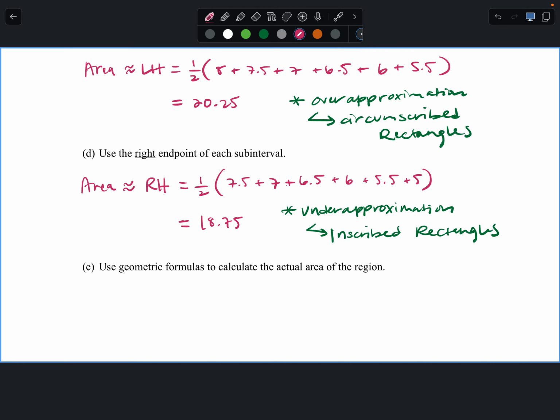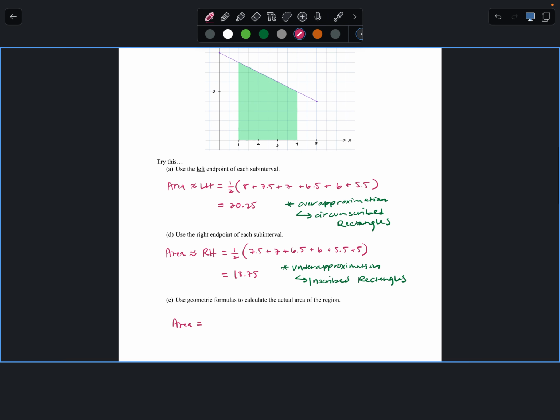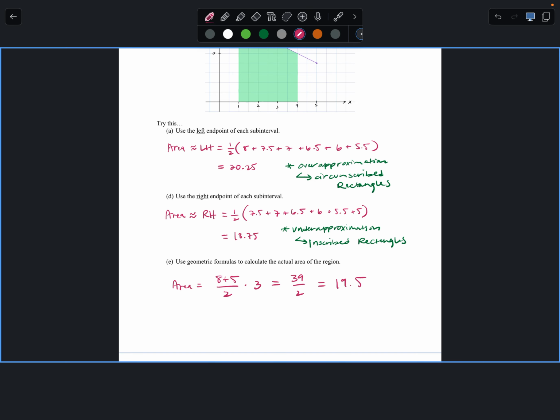Okay, and then using geometric formulas to calculate the actual area, you could have used a trapezoid, right? So look at the length of the two sides that are parallel to each other. What is it, 8 and 5? And then the height would be 3. So we end up with 39 halves, or 19.5, as being the actual area of that region.